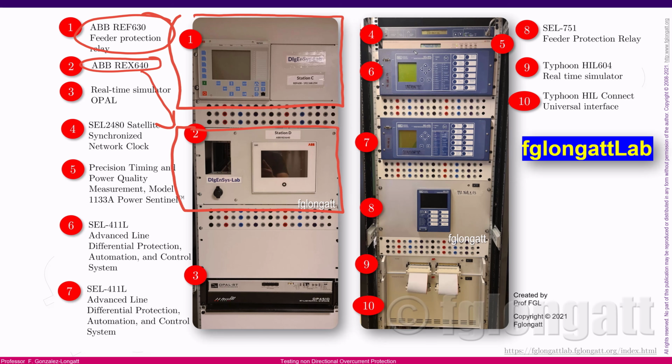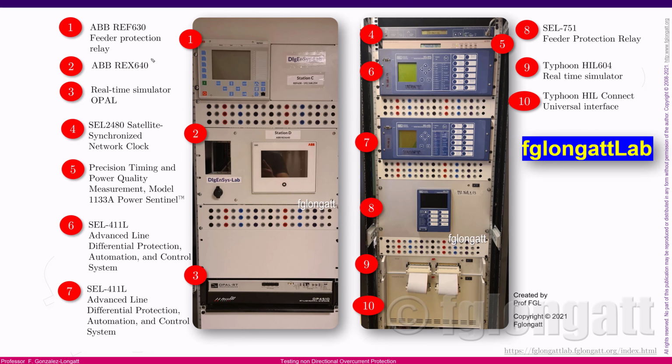On the right-hand side, we have the cell rack, with several components. But for this video, we are working with non-directional overcurrent functionalities, and with two important relays from ABB, the REF630 and the ABB REX640. From now on, I will focus only on this rack, because this is one of the substations that we have designed inside the DGenSys lab. Let me give you more details.